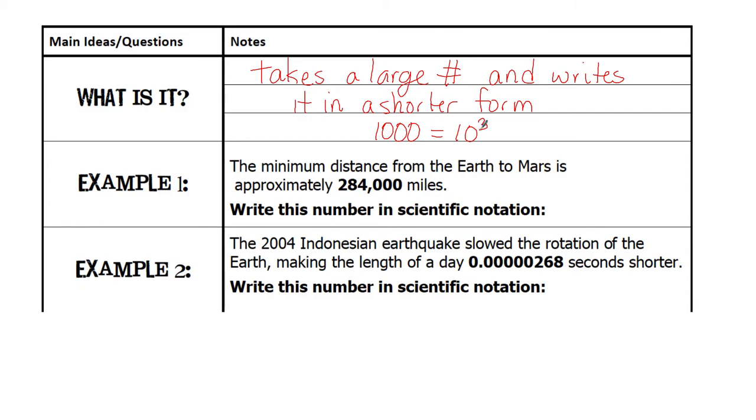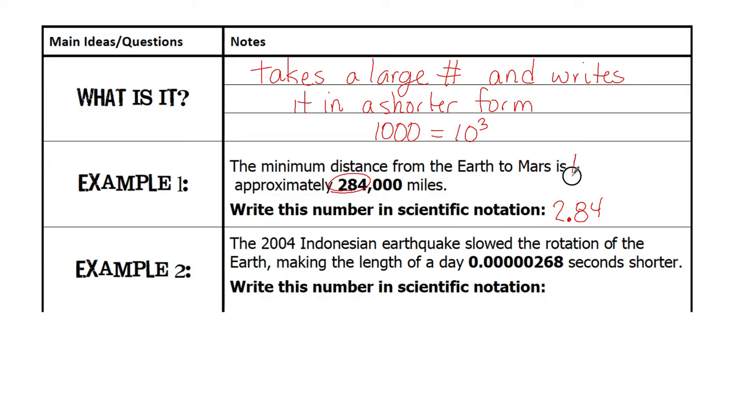So if we take this first one, the minimum distance from the Earth to Mars is 284,000 miles. So to do scientific notation, we find the non-zero numbers. So in this case, 284 are the non-zero numbers. And we're going to take that and write it in a way where it is between 1 and 10. Where can I put a decimal point to make 284 between 1 and 10? 2.84. So it would turn into 2.84.